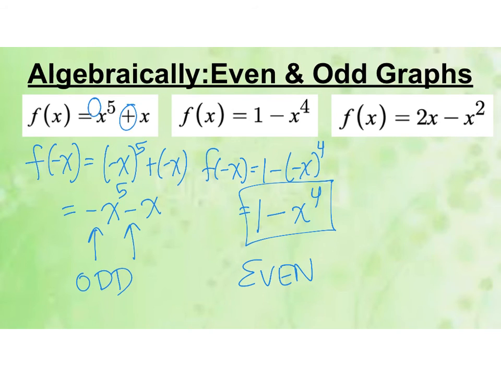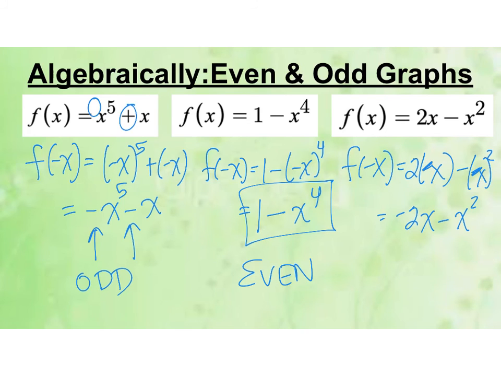And let's try it on the last one. F of negative x, plug in the negative x to both places. So I get negative 2x minus x squared. Well, this started out as a plus negative, but now it's a negative negative. Doesn't follow the same pattern. So this one would be an example of neither.